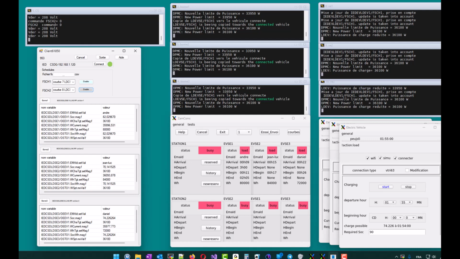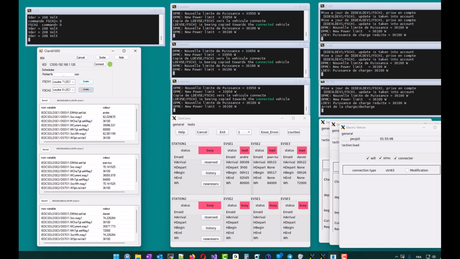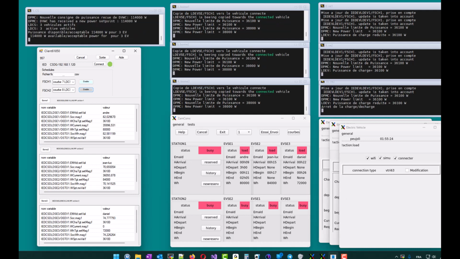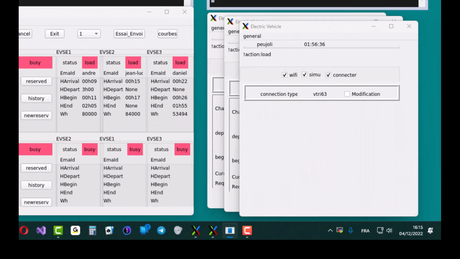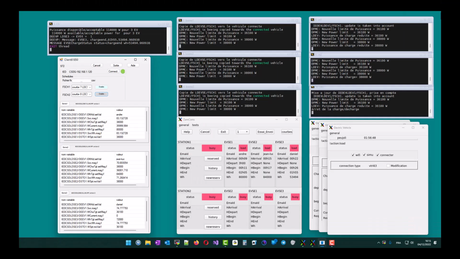Vehicle 3 stops its charging, having reached its departure time. The total energy consumed by its charging is registered by the CSMS. It unplugs its cable and leaves the station's Wi-Fi network.